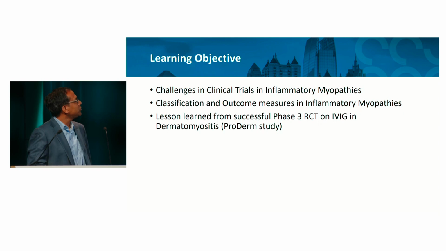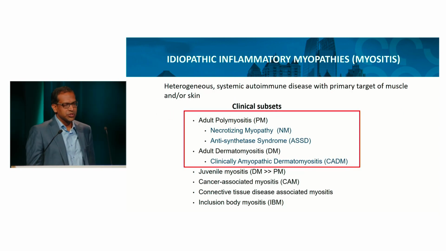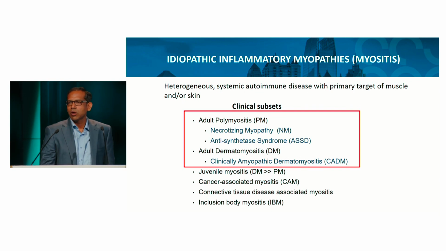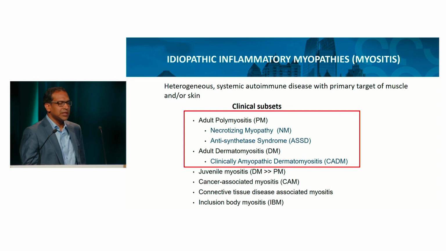So going into the talks, first, just an introductory slide. I think this audience knows this very well. Idiopathic inflammatory myopathies, which in short we call myositis, is a heterogeneous, rare, systemic autoimmune disease with primary target of muscle and/or skin.